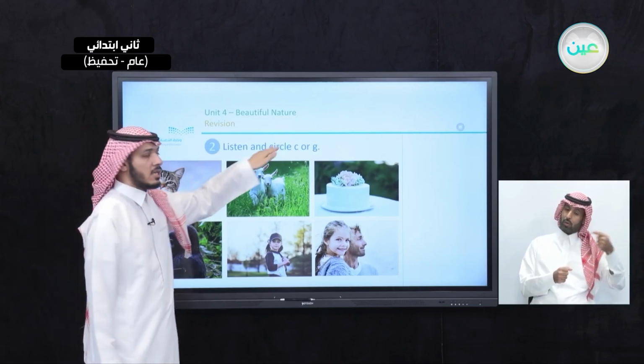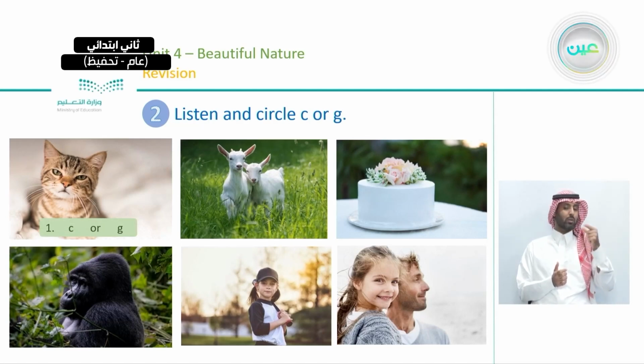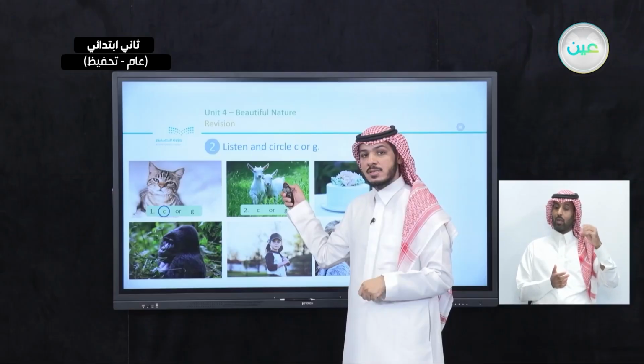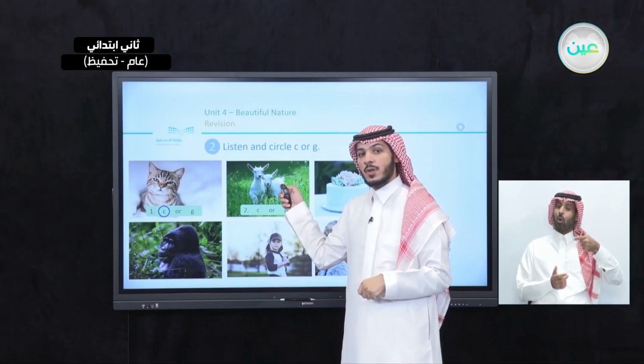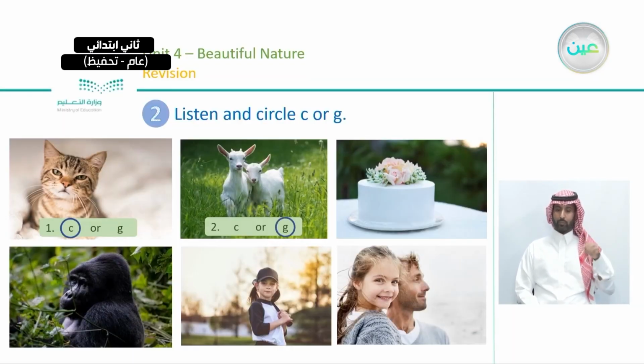Listen and circle C or G. Okay. Number 1, we have this. We have a cat here. Is it C or G? What do you think? It's C. Excellent. So we have C for cat. Excellent. Number 2, is it C or G? What is this? This is goat. Okay. It's starting with G. Excellent. We have G here.